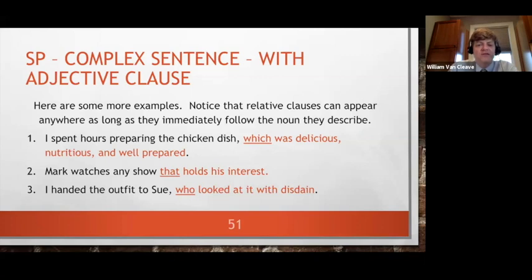I handed the outfit to Sue, who looked at it with disdain. So I handed it to Sue. That's my independent clause. Wait a minute. She didn't have a reaction that was all that good, though. She looked at it and she was like, this isn't something I'm going to wear. So you can see these clauses. You'll see them much more in informational text, and you'll see them as comprehension difficulties, if you will.